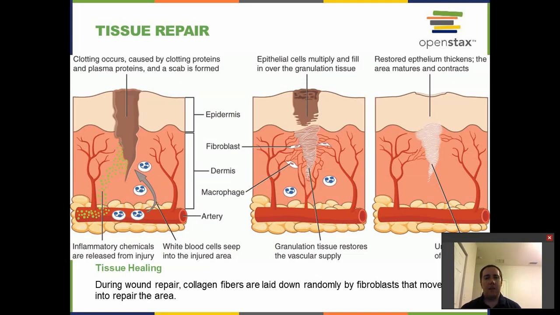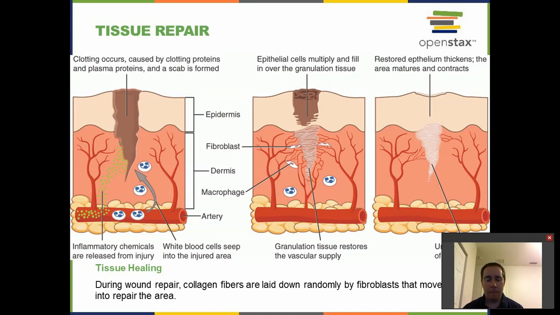So that is wound repair in a nutshell. Don't worry too much about the fibroblasts and the fibers. I'm more worried about you realizing the steps: clotting and scab. The cells move in, and then they multiply and fill in the hole. Questions about that or anything else for the lecture?